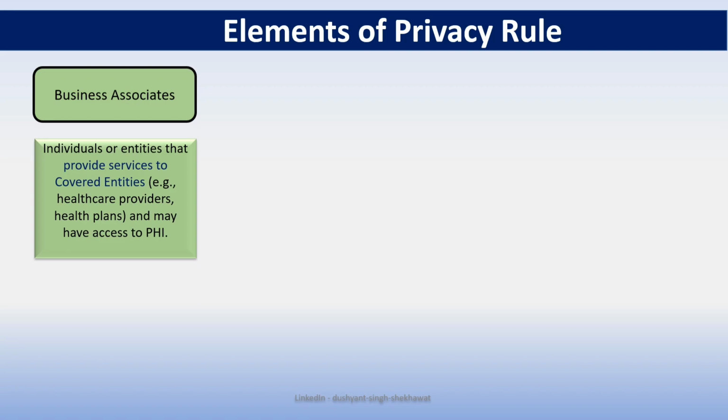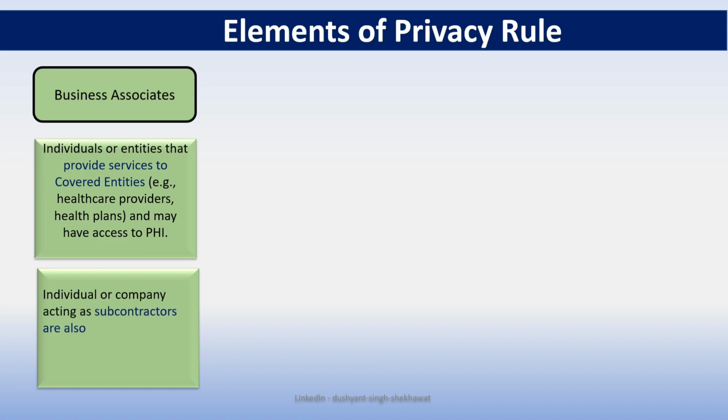So suppose if I am providing any services to any insurance company, then I am not directly covered, but I am a business associate. Individual or company acting as subcontractors are also considered business associates and must follow all the rules. So if I have subcontracted any of my work to any other person, then that subcontractor will also be considered as a business associate, and that person, that subcontractor, must also follow all the rules.